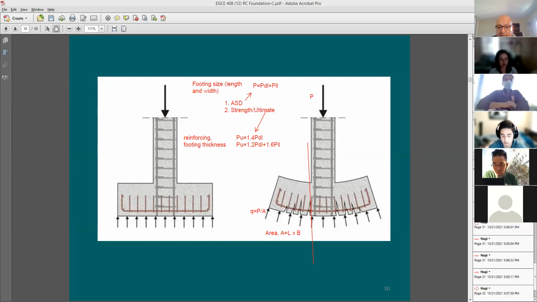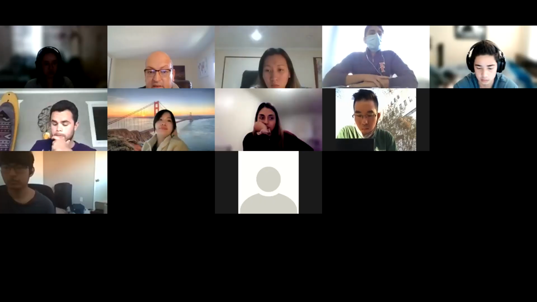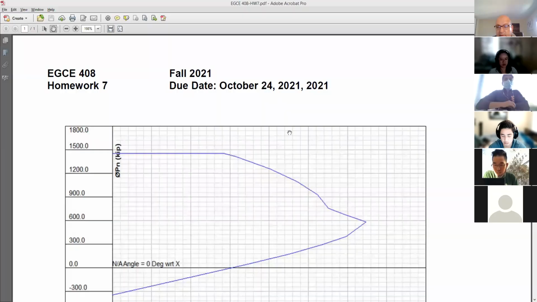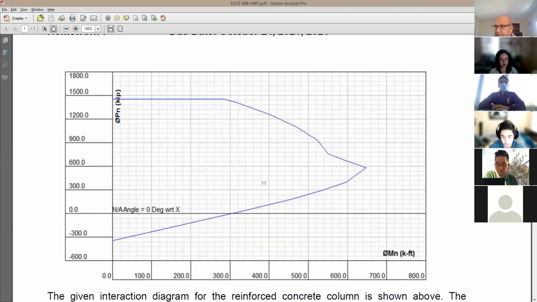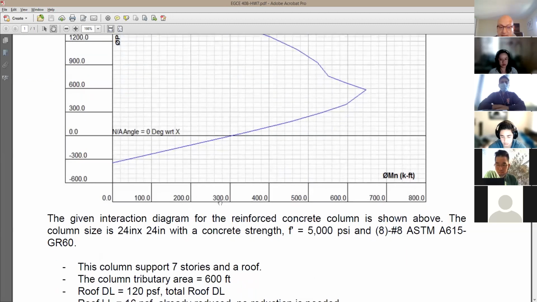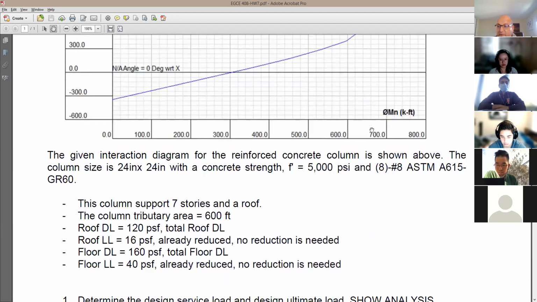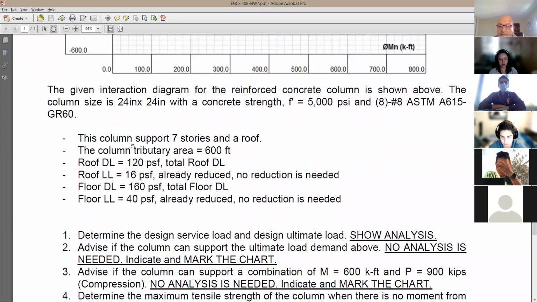I'm just trying here to help. I don't want you guys to think a lot about it. It's very simple. About column design, you guys remember this interaction diagram? Yeah, this is the same one that we have in our slide set. It says here, this is going to be given for this column information. I understand that. The column supports 7 stories and roof.